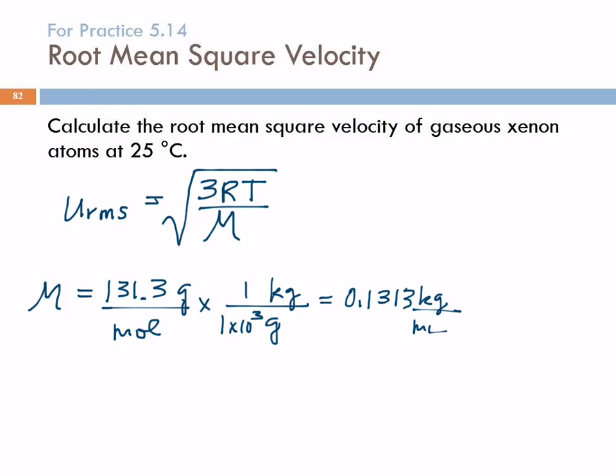And the temperature needs to be in Kelvin. So the temperature here is 25 degrees Celsius. So that's a nice, slightly warm room temperature. Adding 273.15, we get 298 K.